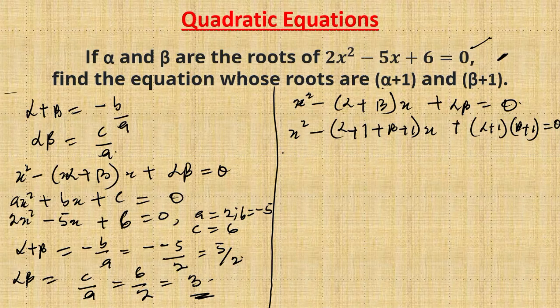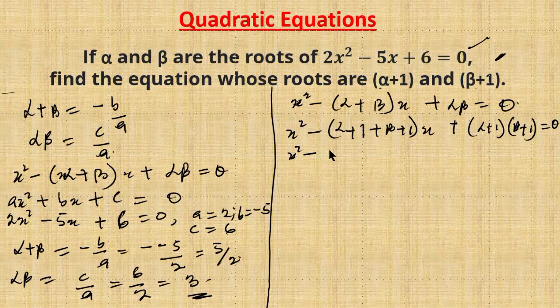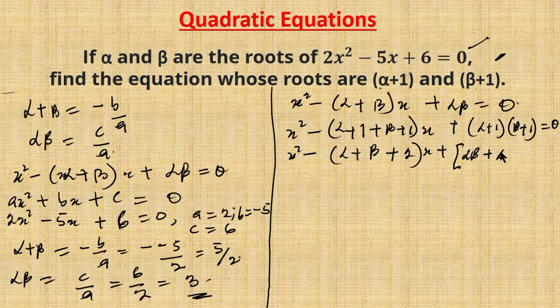So for this equation, I'll be having x squared minus (alpha plus beta plus 1 plus 1, here is 2) into x plus, now let's expand (alpha plus 1) into (beta plus 1). If I expand this, I'll have alpha times beta, that will be alpha beta, plus alpha times 1, that will be alpha, plus 1 times beta, that will be beta, plus 1 times 1, that will be plus 1. So the bracket closes, equals 0.